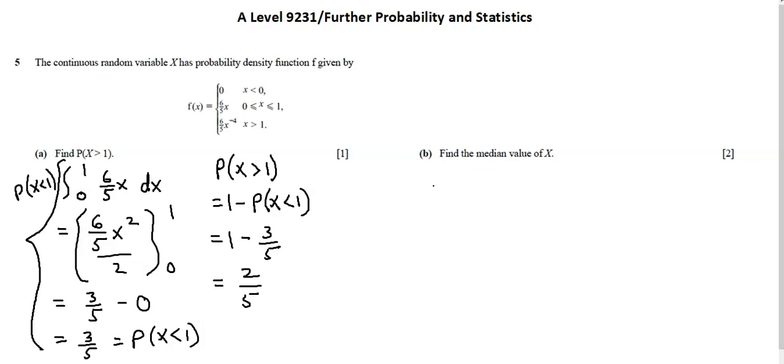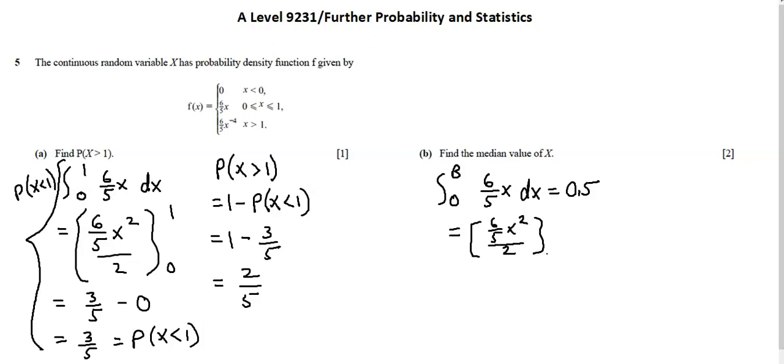For B, find the median value of x. I'm going to set up integration from the low point to an unknown, which I'll call b, such that the result of the integration is 0.5, representing the median. I use the same integration from part A, 6 over 5 x squared divided by 2, from 0 to b, and I'll set this equal to 0.5.